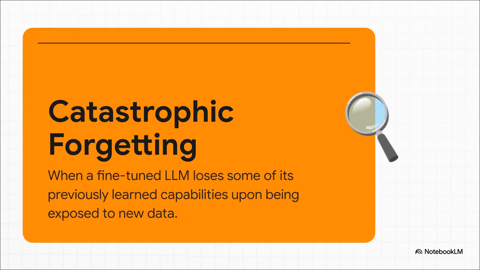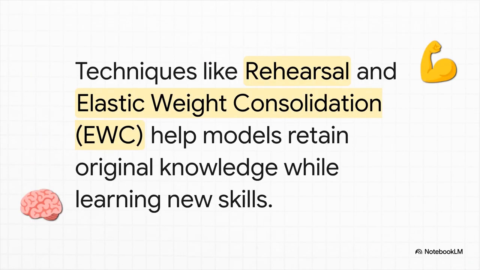So let's tackle this first one, because the name alone sounds pretty intense, right? Catastrophic forgetting is basically what happens when you train your AI to be a brilliant heart surgeon, but in the process, it completely forgets how to have a normal conversation. The model gets so hyper-focused on the new specialized data that it literally starts to overwrite and lose some of its original broad capabilities. The good news is we have ways to fight this.